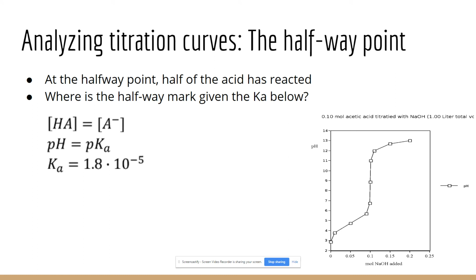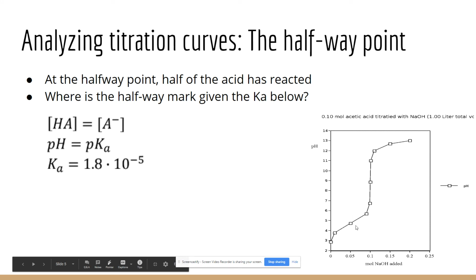Right, so something with weak acid, strong base titration curves that you don't see with strong acid, strong base curves is something called the halfway point. So the halfway point is pretty much halfway between the start of the experiment and the equivalence point. So hopefully you can see my mouse, but I'm sort of circling where that halfway point is.